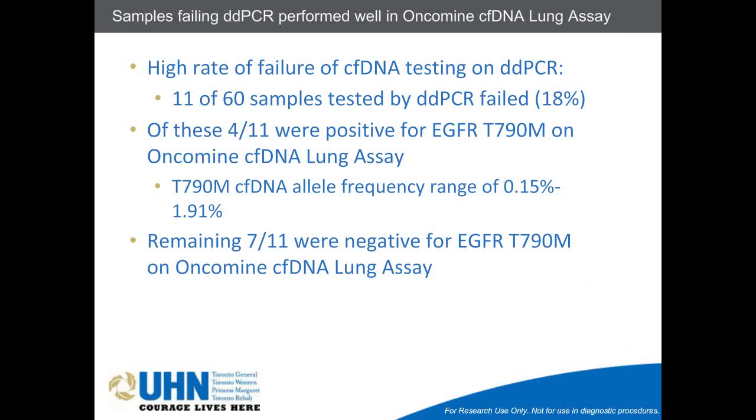So I did mention previously that we had a number of samples that failed on ddPCR and that worked well in the Oncomine assay. And this was 11 of the 60 samples. Of these, 4 were actually positive for the EGFR T790M on the cfDNA NGS assay, with a range between 0.1% to almost 2%. And so this supports the idea that we may be able to detect variants from the Oncomine cfDNA lung assay that we wouldn't be able to detect using only ddPCR.